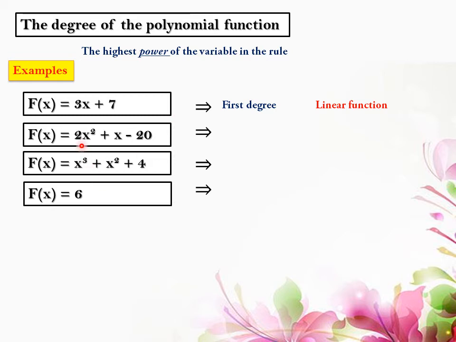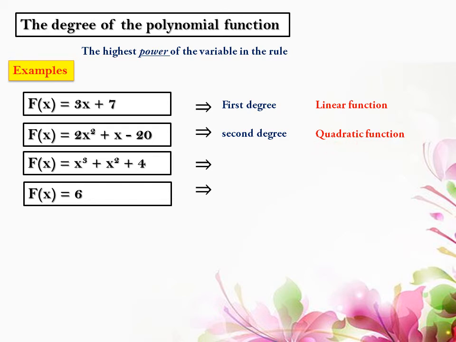Number 2, 2x power 2 plus x minus 20. We have two terms, x power 2 and x. The highest power here is 2. So this polynomial function of second degree, we can denote it by quadratic function. Again, the first degree is called linear function, the second degree is called quadratic function.